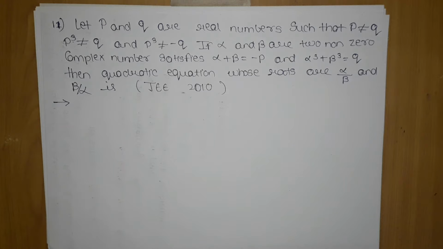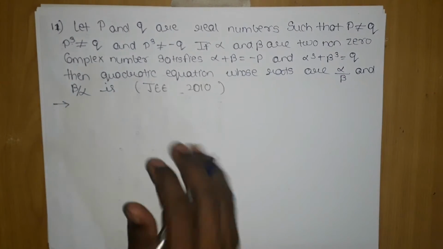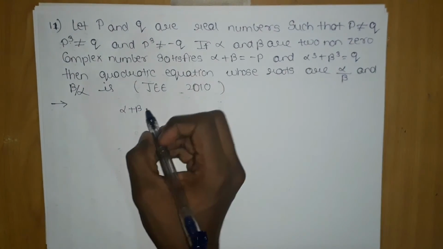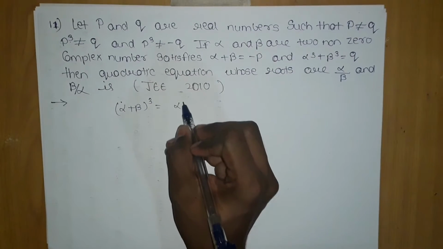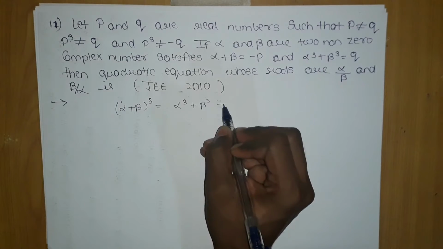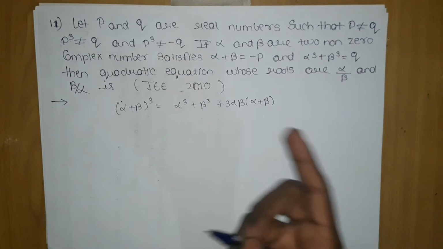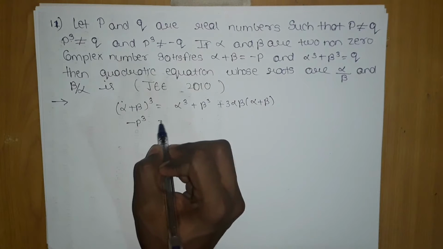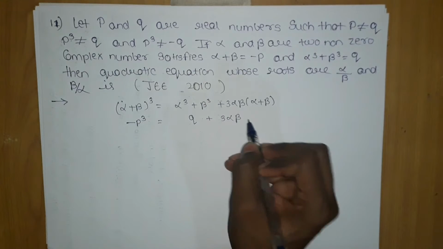Now how can we proceed? We can proceed like this. We have alpha plus beta, and if I take the whole cube, alpha plus beta the whole cube equals alpha cube plus beta cube plus 3 alpha beta into alpha plus beta. Alpha plus beta is the sum of the roots, so I can put here minus P cube. This term I have been given, Q, plus 3, and I need this term, alpha beta, into minus P.